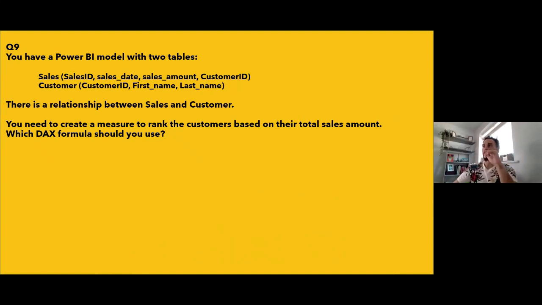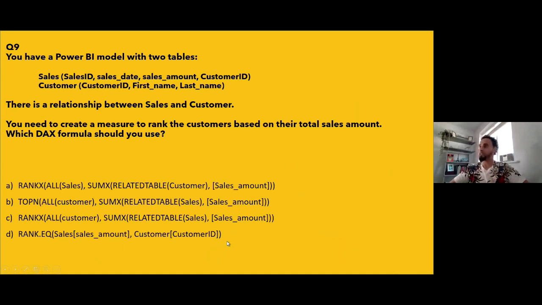You have a Power BI model with 2 tables. You need to create a DAX measure to rank the customers based on their sales amount. Ben just went through one here, similar to C, which ranks the customers, and he wants a SUMX on the related table based on the sales amount. So the answer there is C.